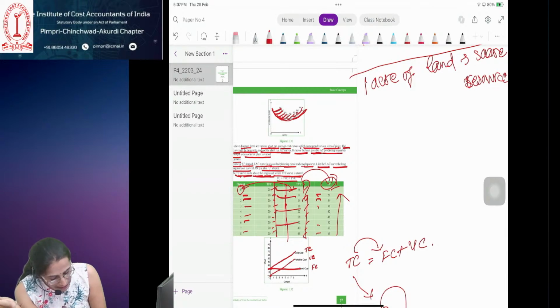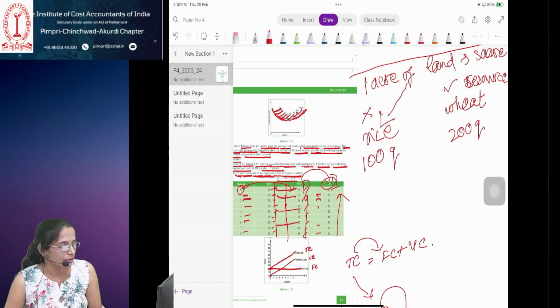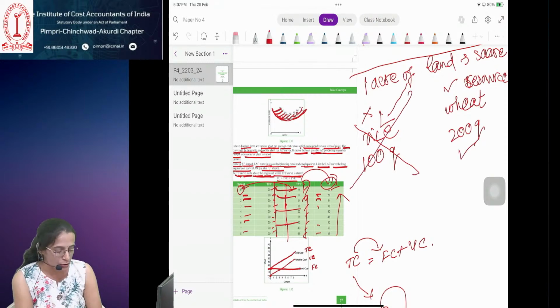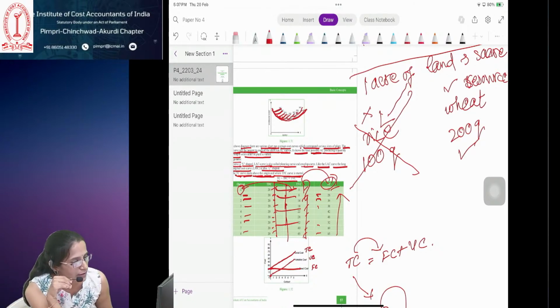If I use this complete 1 acre of land to produce rice, I can produce 100 quintals, okay? And if I don't produce rice and completely produce wheat, I can produce 200 quintals of wheat. Clear on this scenario, Shraddha? Yes, ma'am. Now I will ask you one question. If I don't produce rice and completely produce 200 quintals of wheat, what will be the opportunity cost of wheat?